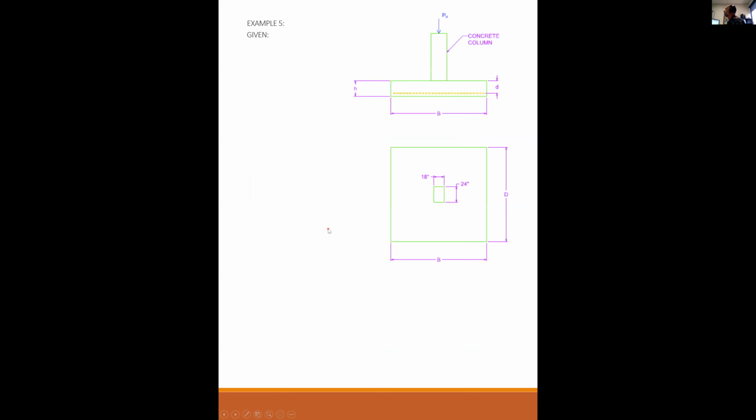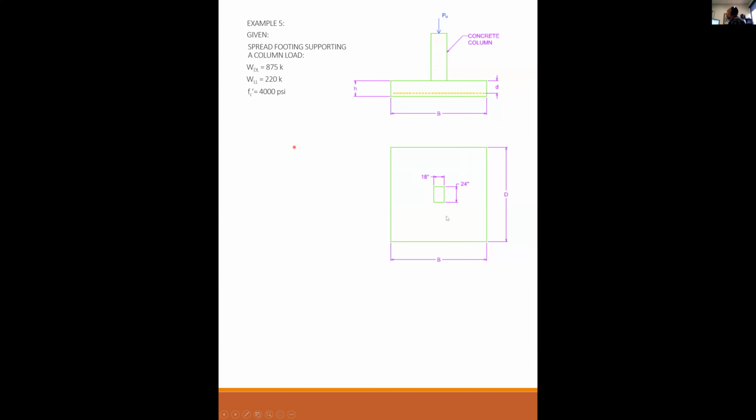Okay, so example number 5. Here we got a footing. This is a spread footing supporting a column load. The column is not square, you notice. It's 18 on one side, 24 on the other side. The dead load being supported by the column is 875 kips. The live load is 220 kips.